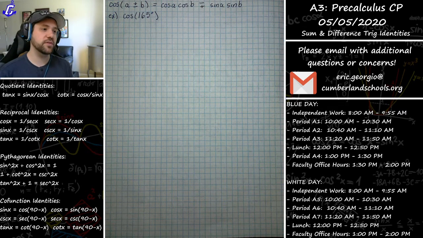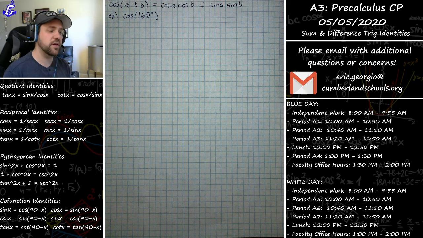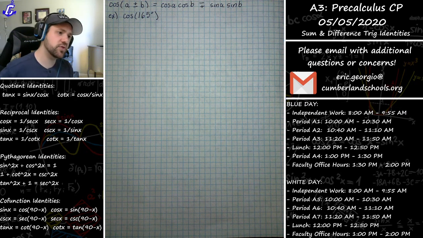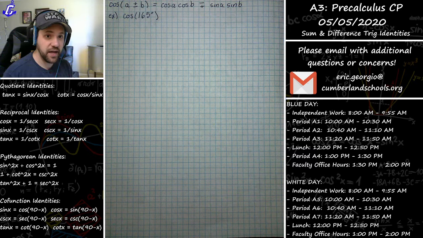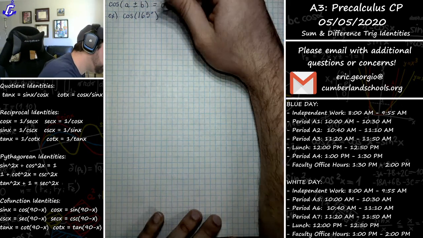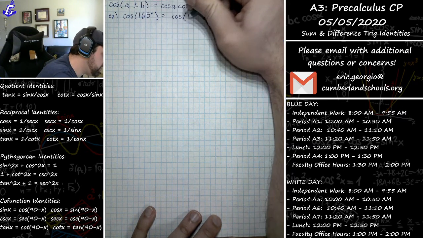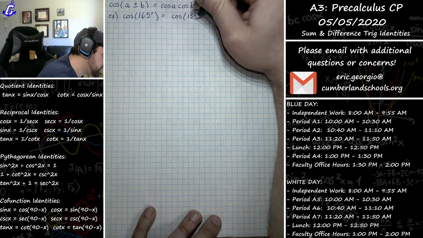You could do the cosine of, I mean, there's a couple different combinations too. You could do the cosine of, let's see, maybe, trying to think of numbers that will work out nice. 210 and minus 45. That would work out nicely as well. So there's a lot of different combinations of numbers that you could actually pick, but I like going with the one that we just mentioned. Let's say that this is the same as the cosine of 135 plus 30.